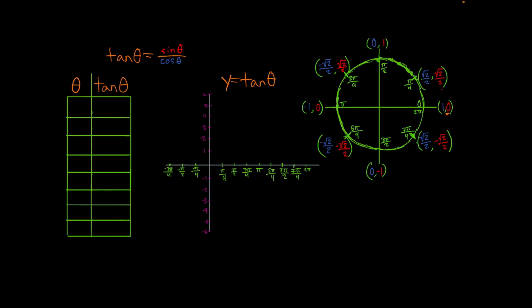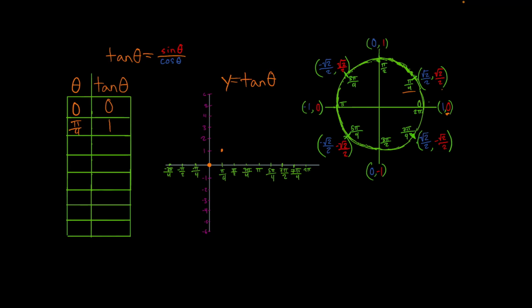So 0 divided by 1 is 0. So we have 0. And where is this? This is at 0. So at 0, we're at 0. Alright, so I've marked that point. Now what about at pi over 4? Well, we have square root of 2 over 2, comma, square root of 2 over 2. And square root of 2 over 2 divided by square root of 2 over 2 is 1. And we have pi over 4.